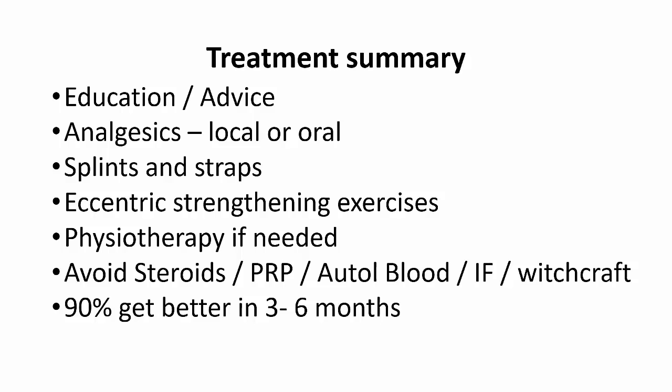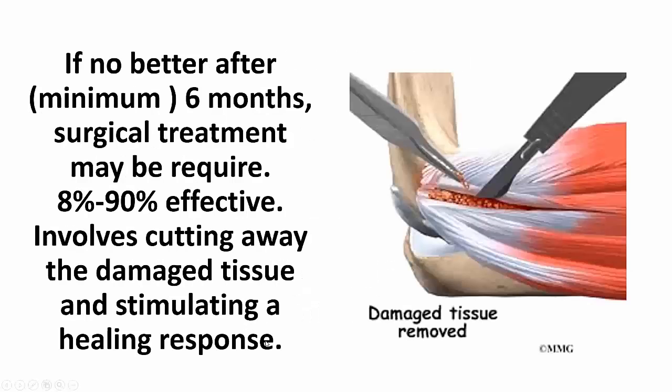I think the message is also getting clear that steroids, PRP, autologous blood, interferential or witchcraft don't seem to be providing the sort of solutions to tennis elbow, the quick fix that we need. And the real challenge, of course, is how to explain that the quick fix you will get from steroids, in fact, provides a long-term deficit. And overall, about 90% get better anyway between 3 and 6 months, although this is out to a year.